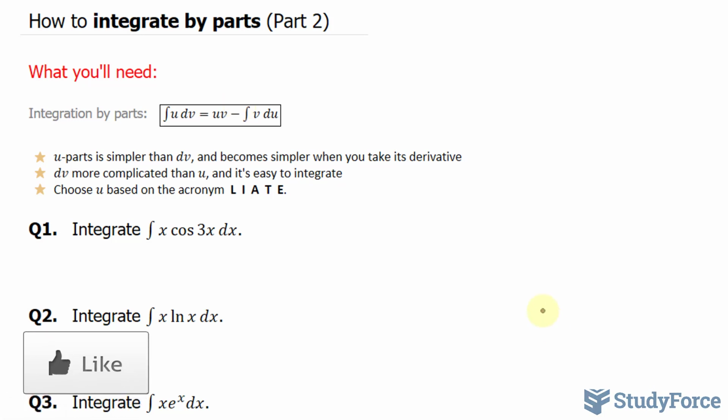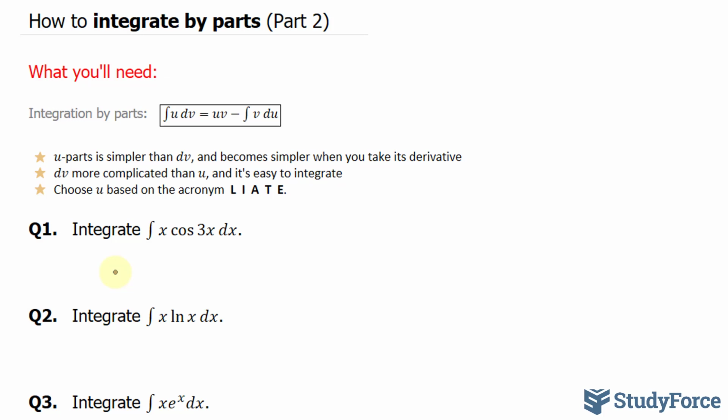What we have here is a product of x times cosine 3x. We have to choose an appropriate u and an appropriate dv. The expression that we choose for u is what we will find the derivative of, and the expression that we choose for dv dx is what we will integrate.